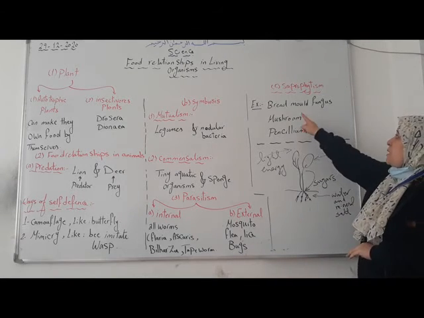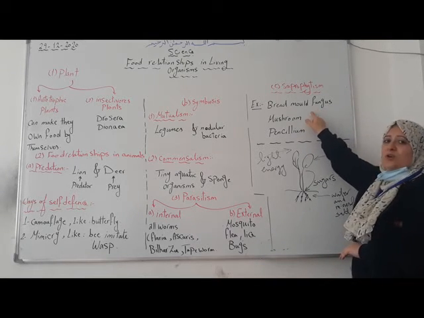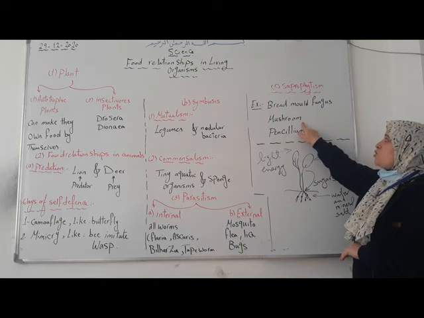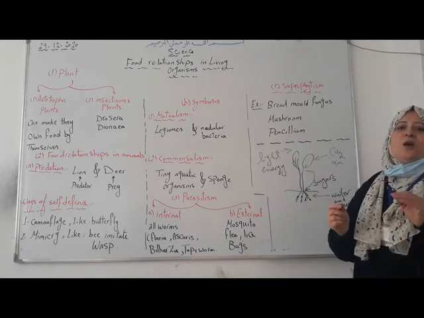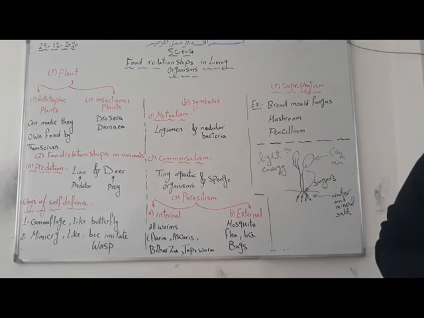Examples of this are the bread mold fungus, which is found on bread, and also the mushroom fungus, and finally the penicillium fungus, which decomposes orange fruit.